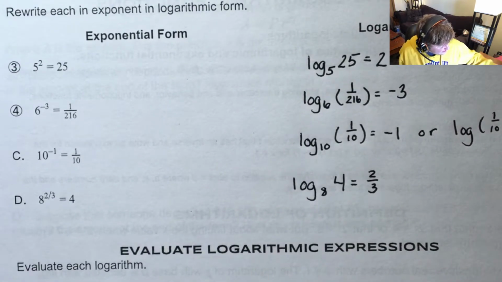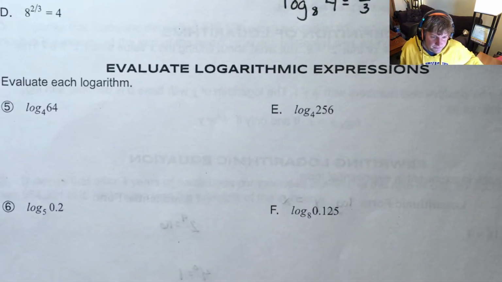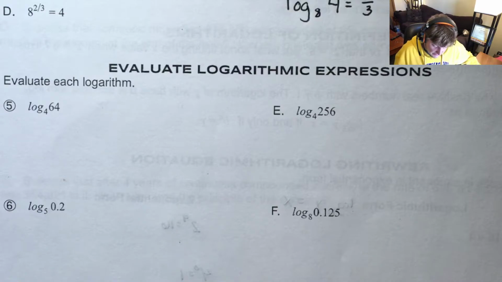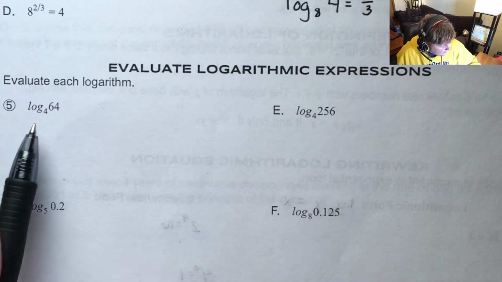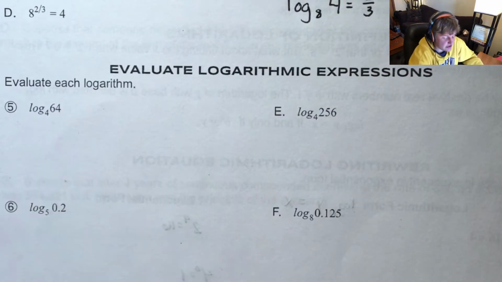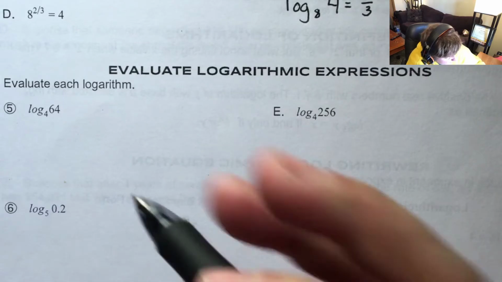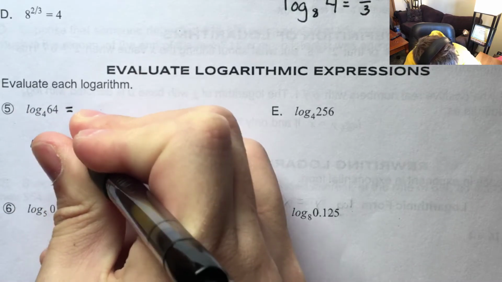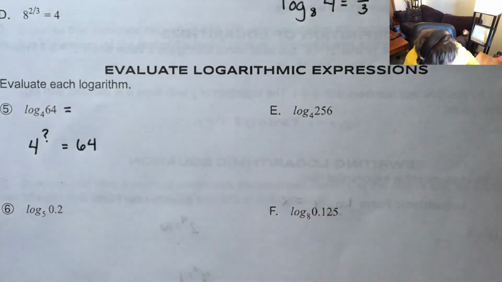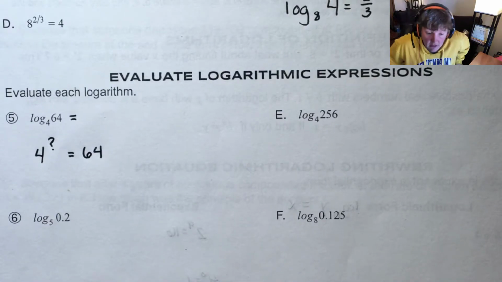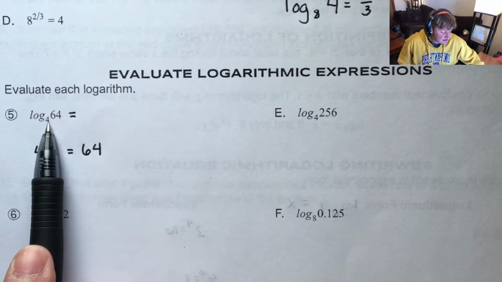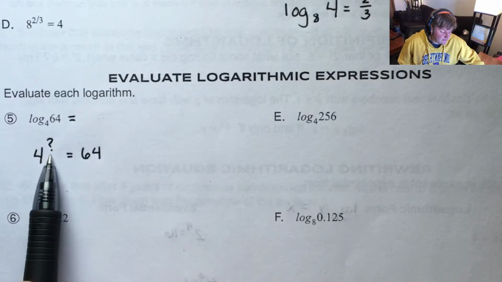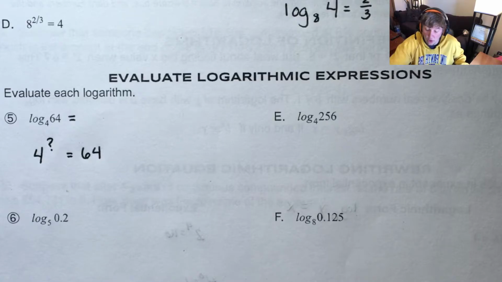Okay, so now let's actually evaluate some logarithms here. When I'm looking at these, I need to think about what the base is and what my result is. So essentially, the question I'm asking myself here is, when I have a base of 4 and the 64 is telling me that's the result I'm getting, I need to figure out what that exponent is going to be.